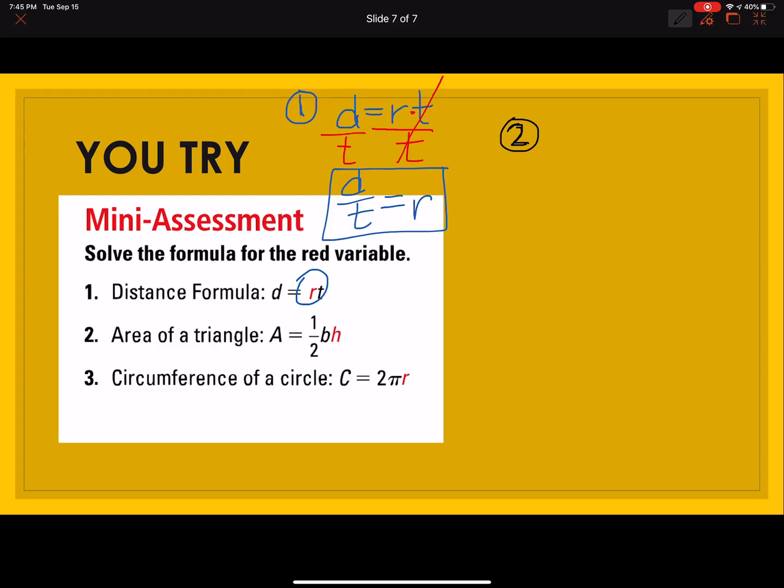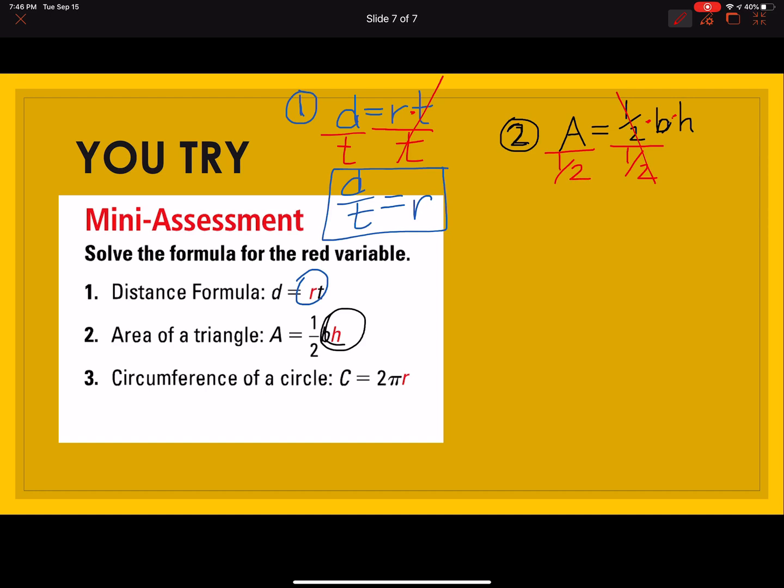On number 2, we have the formula for the area of a triangle. So we have area equals 1/2 base times height. And you can see that height is the variable that I'm solving for. So a couple things that I need to do on this one. First of all, I want to get rid of the 1/2. Now, it looks like they're multiplying 1/2 times base times height. So I could divide by 1/2. Cancel that out. When I come over here, I can divide by 1/2 as well.